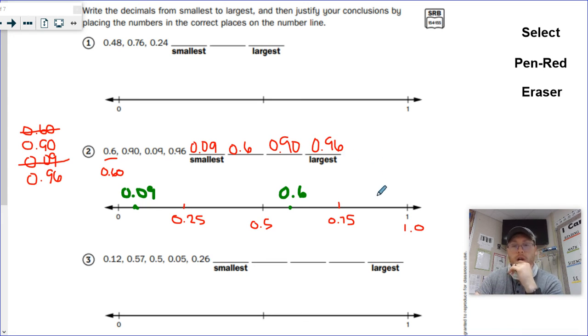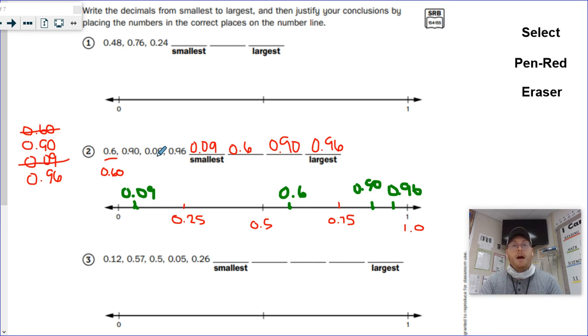Now I have 0.90 and 0.96. So I have to figure out where that's going to go. Well, I know that 0.96 is going to be larger, so I'm going to put that one right here, 0.96. And again, within this section right here, I can put 0.90 anywhere I want to. Okay, so again, I could label it right here, right here, or right here. As long as you go by step, first figure out what is my smallest to my largest.